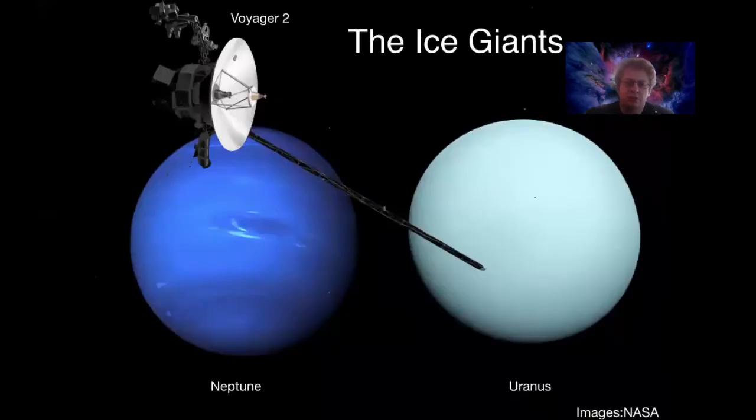Here are images of these two planets. We call them the ice giants. And the reason we call them the ice giants is because we believe that a large fraction of their mass is made up of ices, not necessarily water ice, but some of those other ices that I talked about from snow lines further out than the water snow line. A lot of what we know about these two planets comes from the Voyager 2 space probe, which was launched in the 1970s and which flew by these two planets in the 1980s.